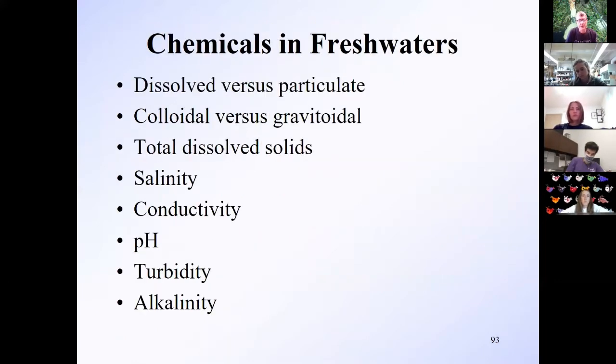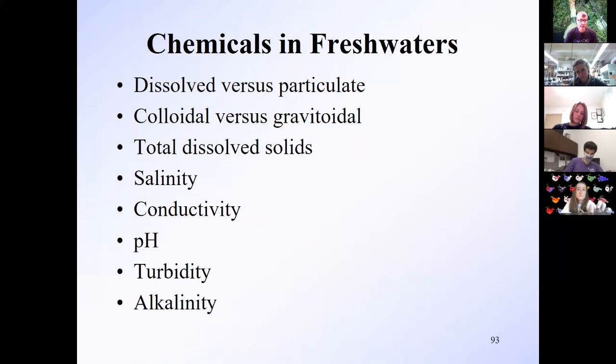So the first thing to do is to talk about how we classify chemicals in fresh waters. And you all know the chemical classification by what the elements are and the compounds are, but we have additional things that we're interested in. The first is whether a compound's dissolved or particulate. This is generally a thing of convenience for people that work with water quality. And what it means is what you can filter out versus what you can't.